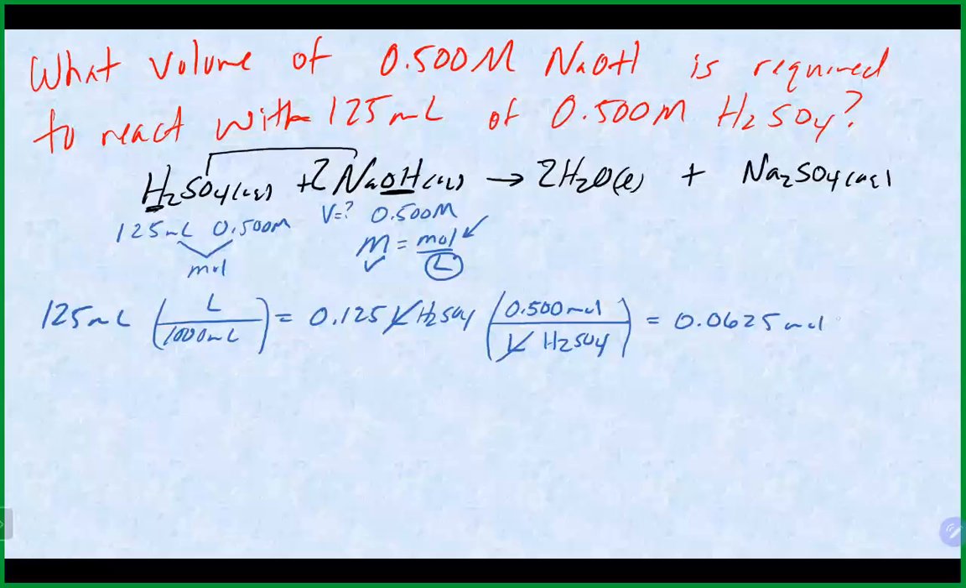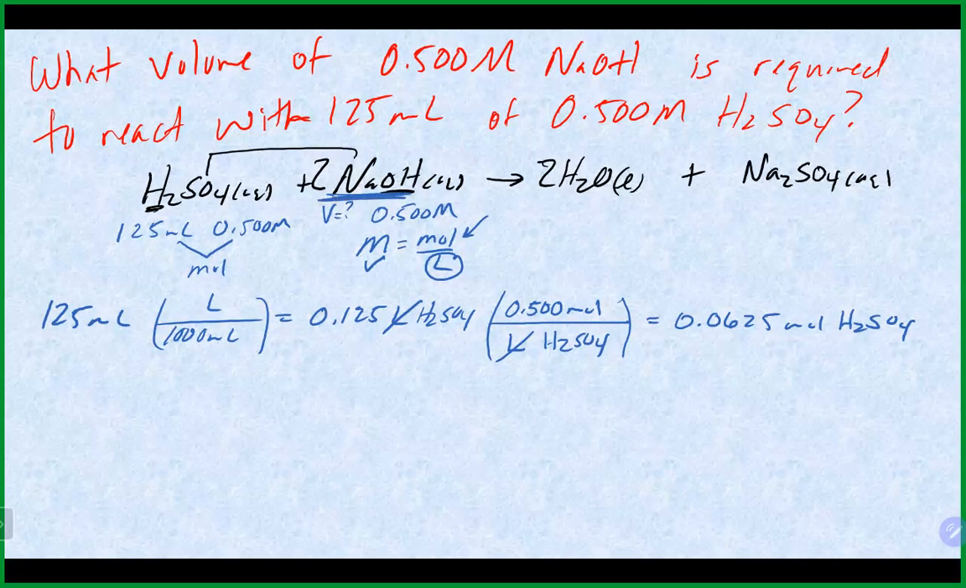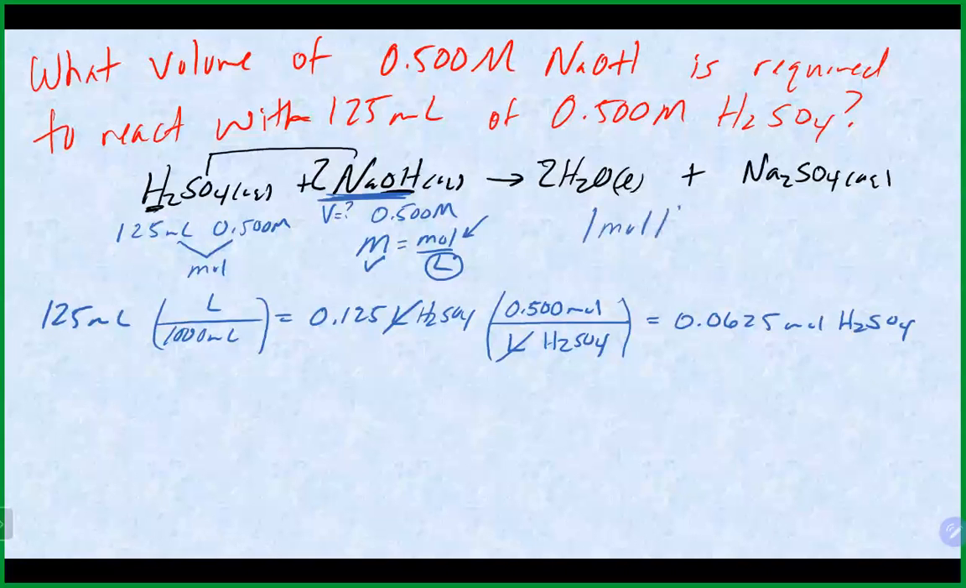0.0625 moles of sulfuric acid. Once again, we're actually interested in getting over here to our sodium hydroxide. So this is where the stoichiometry comes into play. Looking at the balanced equation, we could see for every 1 mole of sulfuric acid, we get 2 moles of sodium hydroxide. So that is the proper mole-to-mole relationship that we want to use here.